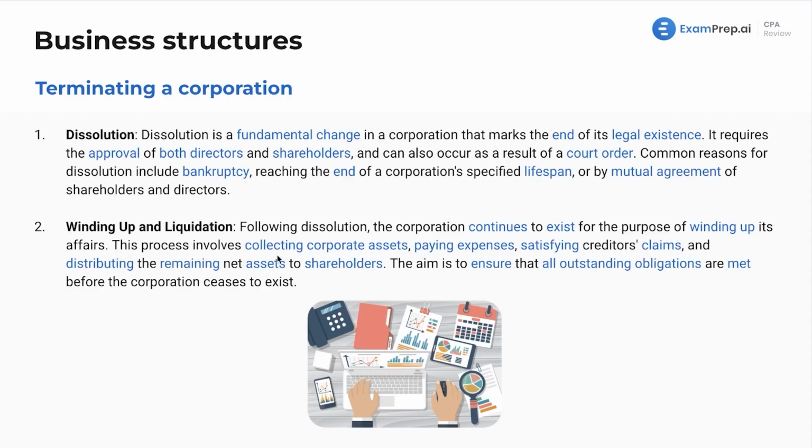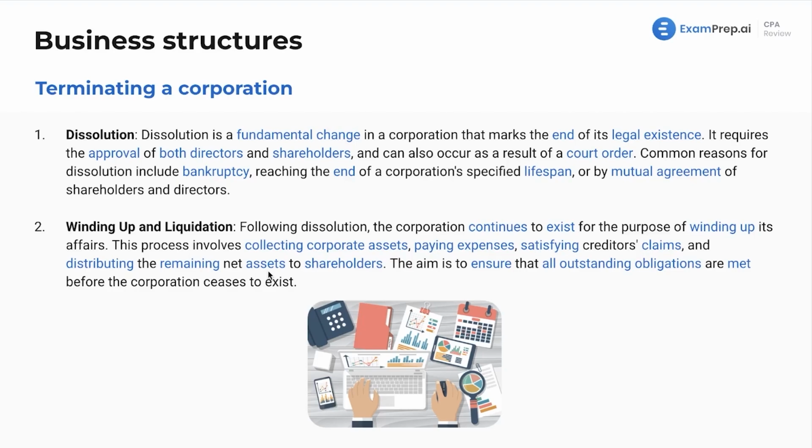This process involves collecting corporate assets, paying expenses, satisfying creditors' claims, and distributing the remaining net assets to shareholders. Now notice here the term net assets, right? If we think of the accounting equation, assets minus liabilities equals equity, and you're saying to me, Nick, you're crazy. This is the REG exam. Why are we talking about that? Hey, it's good to tie it all in.